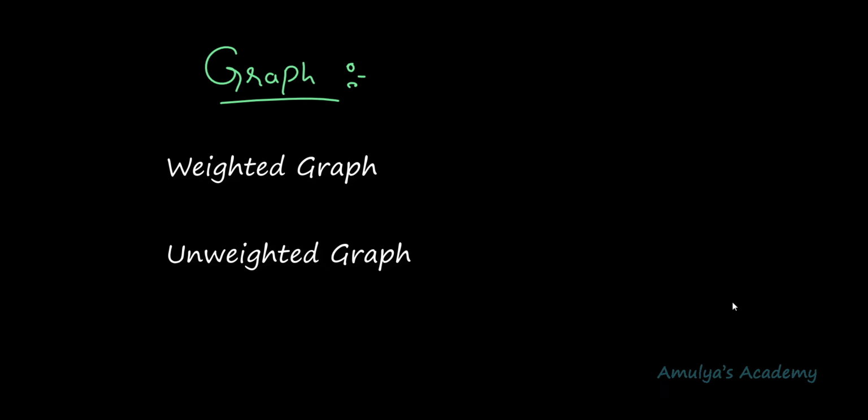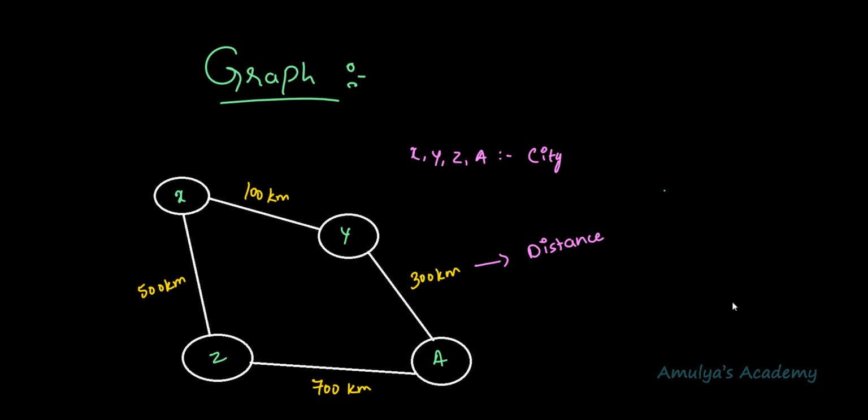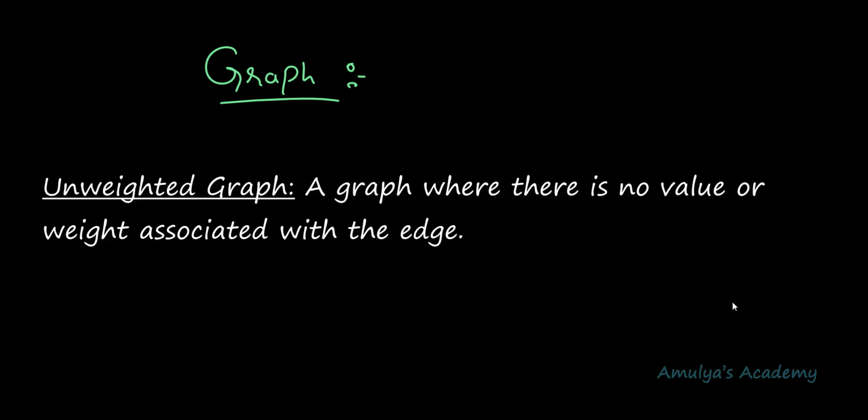Alright. Next, let's talk about the next factor which divides the graph into different parts, which is weight. So based on this factor, we can divide the graph into two parts. One is weighted graph, another one is unweighted graph. In the weighted graph, each edge is assigned with the cost or weight. This weight can be anything like length, cost or distance. If edges have a value, then that graph is called as weighted graph. And if edges don't have any value, then that is unweighted graph.